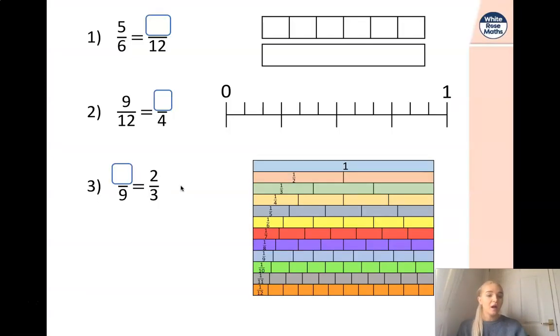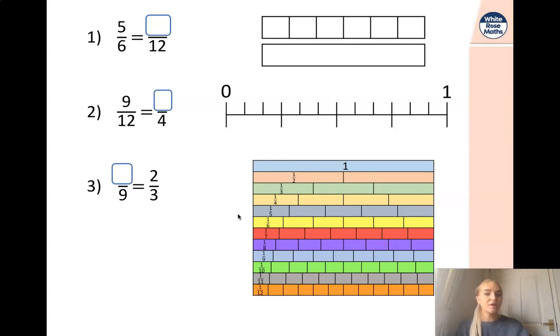Super job. So I have got just 3 more questions for you today to help you with your learning for today's lesson. They're all using the different models that we've used so far to find the equivalent fractions. So can you pause the video now and use the 3 models to find the equivalent fractions, please? Off you go.